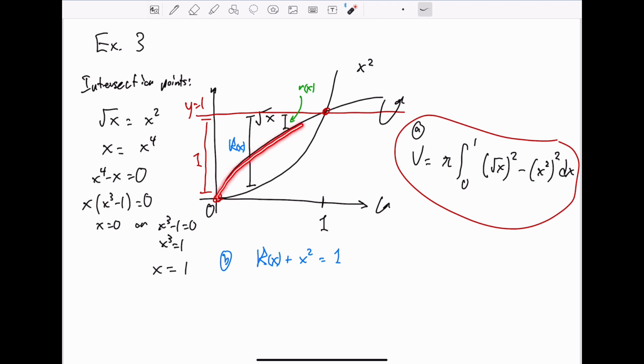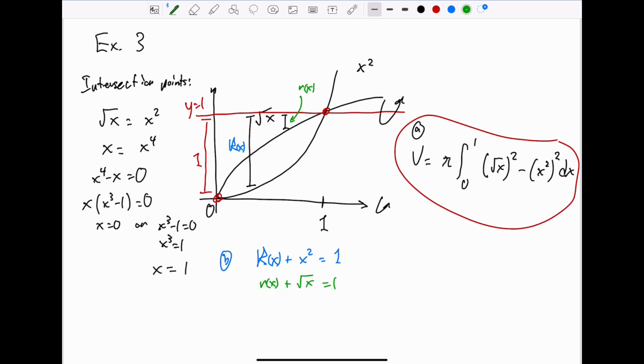It's going to involve the function square root of x, but it's not equal to square root of x. This distance here is square root of x for any x value. So if we take the square root of x distance and add it to the distance of small r, that makes the total of 1. So we have a relationship here. Small r plus square root of x equals 1.